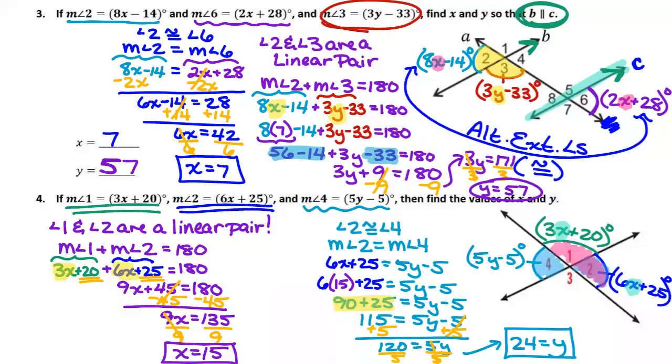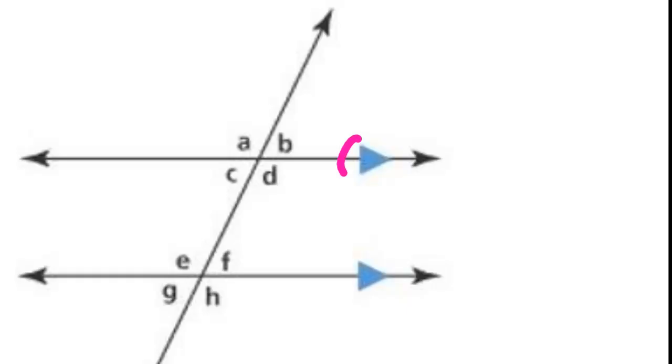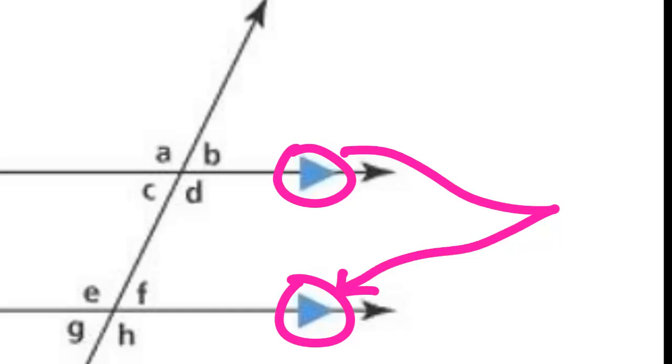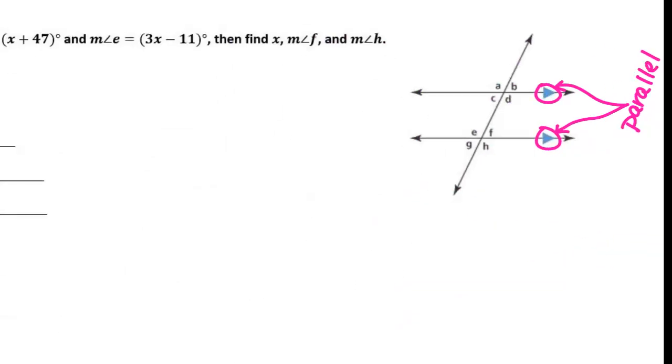Number 6, absolutely. Problem number 6. My first question to you is, what do these little arrows mean here? It means parallel. So I start off by knowing that these lines are parallel in the picture.